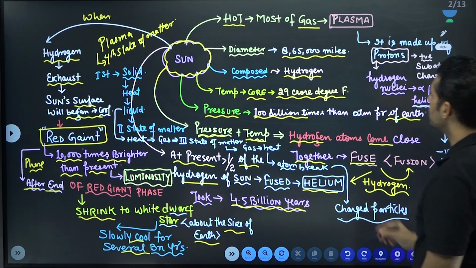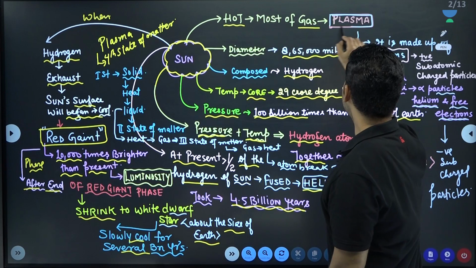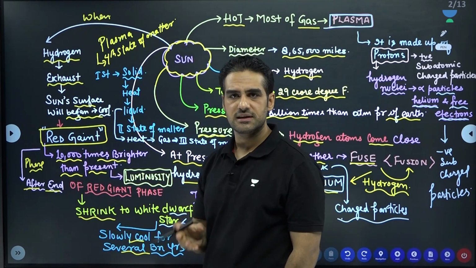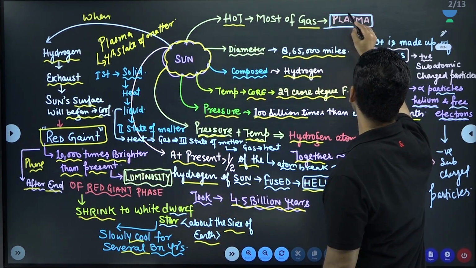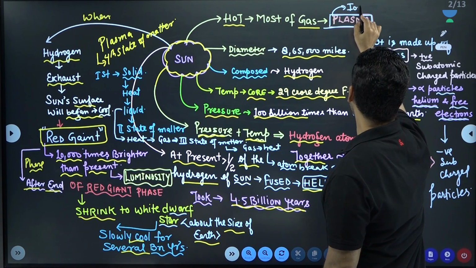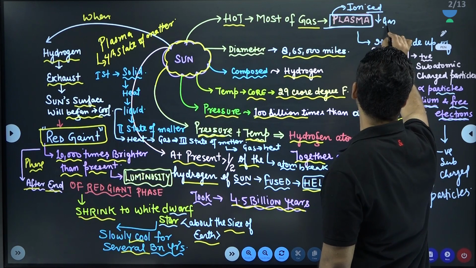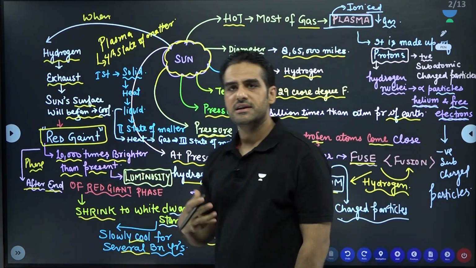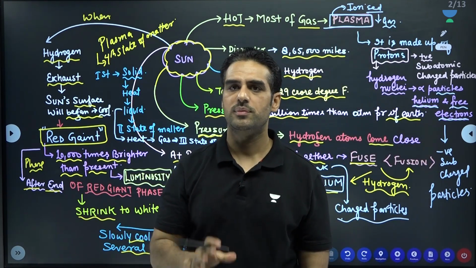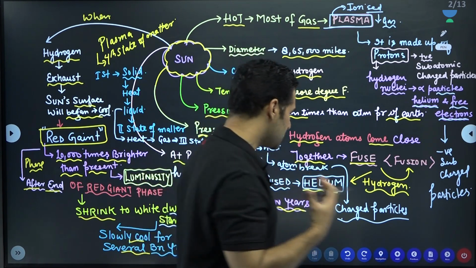So what is the first thing we learn here? What is plasma? If in simple one line you have to understand plasma, it is simply ionized gas, or can I say ionized or charged gas? That is your plasma. Clear? Let's understand another term.